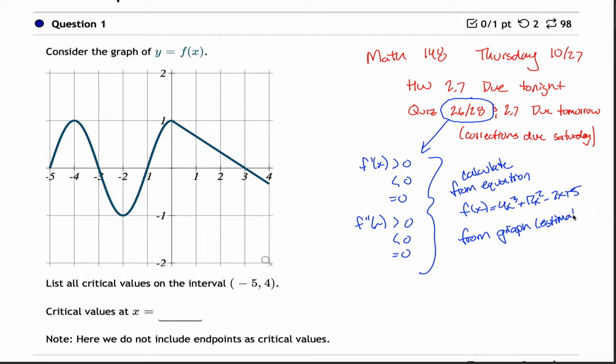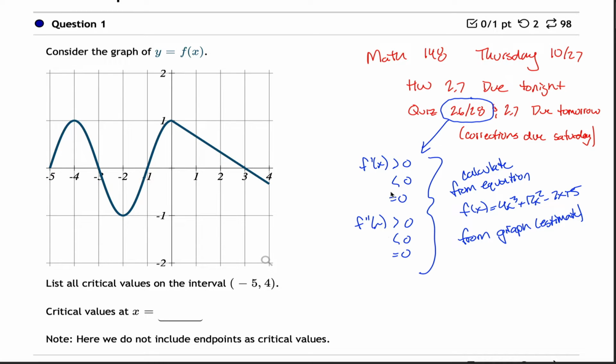So from the graph, estimate where f prime of x is greater than 0 or less than 0 or equal to 0, where the second derivative is greater, less than, or equal to 0. And you're like, wait, if I only have the graph and not the equation, how am I going to know anything about the derivative and the second derivative? How can I calculate those? And you can't, right? You won't calculate the first and second derivative.